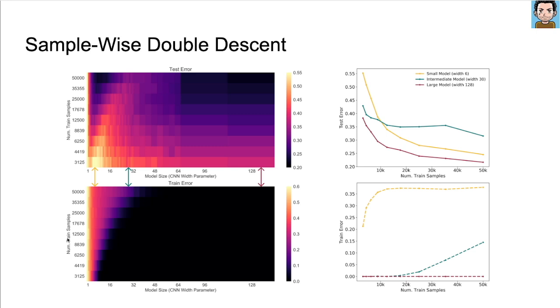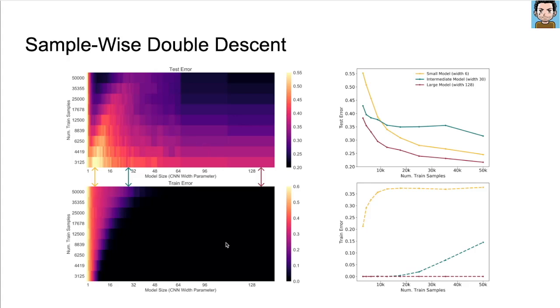In this figure, the paper measures the train and the test error as a function of both the model capacity and the size of the training dataset. The x-axis denotes the model capacity, while the y-axis denotes the number of samples in our training dataset. The figure highlights 3 model sizes: a small model in orange, an intermediate model in green, and one large model in red. For the small model, the train loss increases as we increase the number of samples due to the limited capacity of the model, but the test error decreases, which is a good thing.